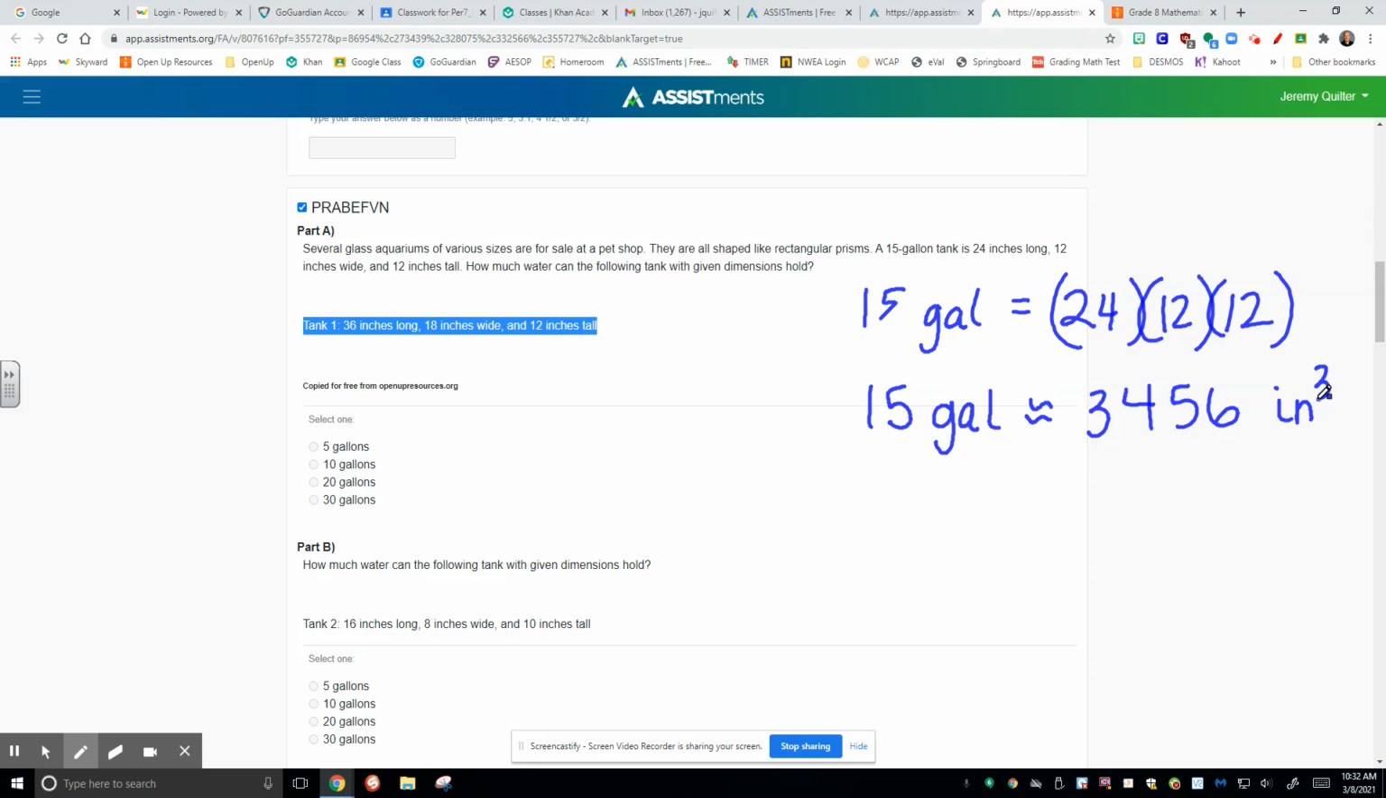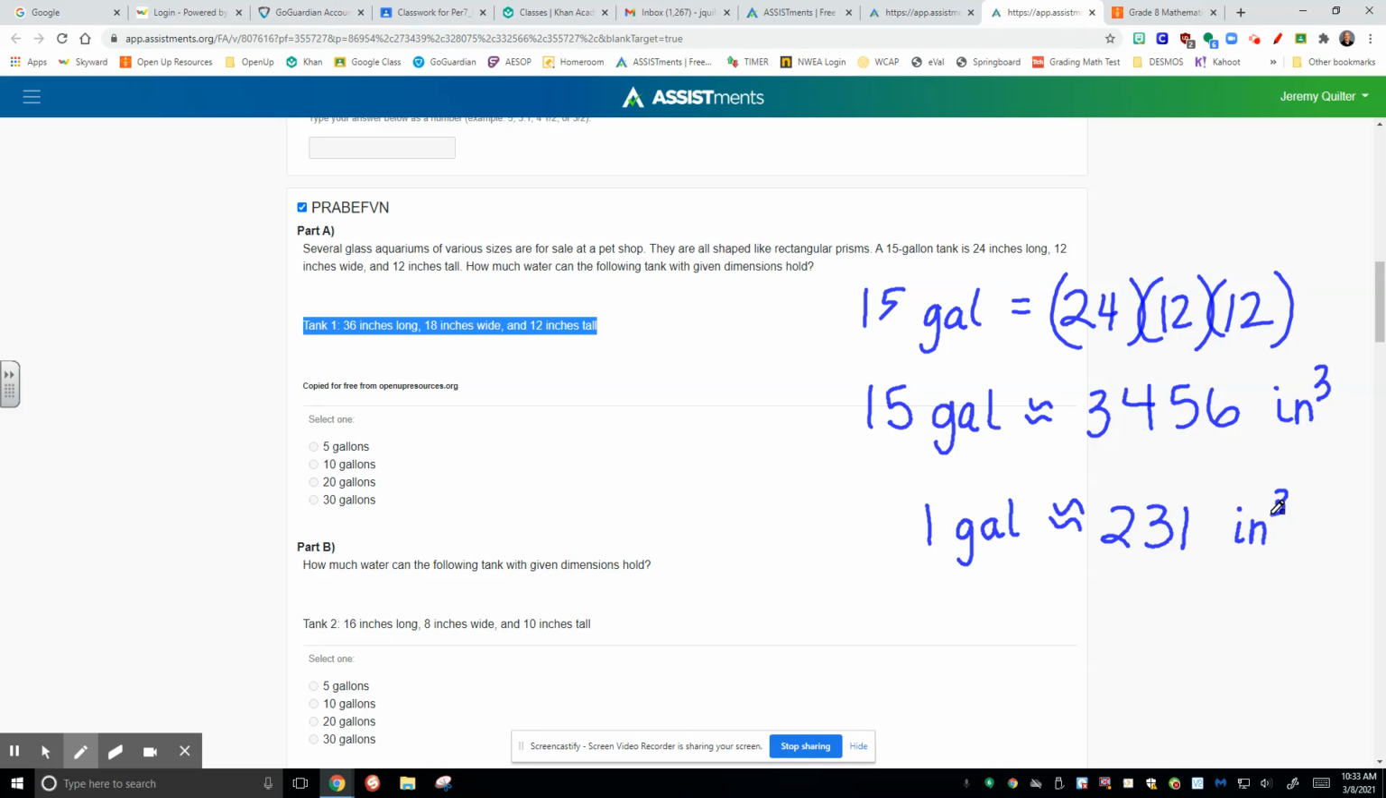Well, this is where your friend Google comes in and tells us how many cubic inches are in a gallon of liquid. We could say that 1 gallon is approximately 231 cubic inches.